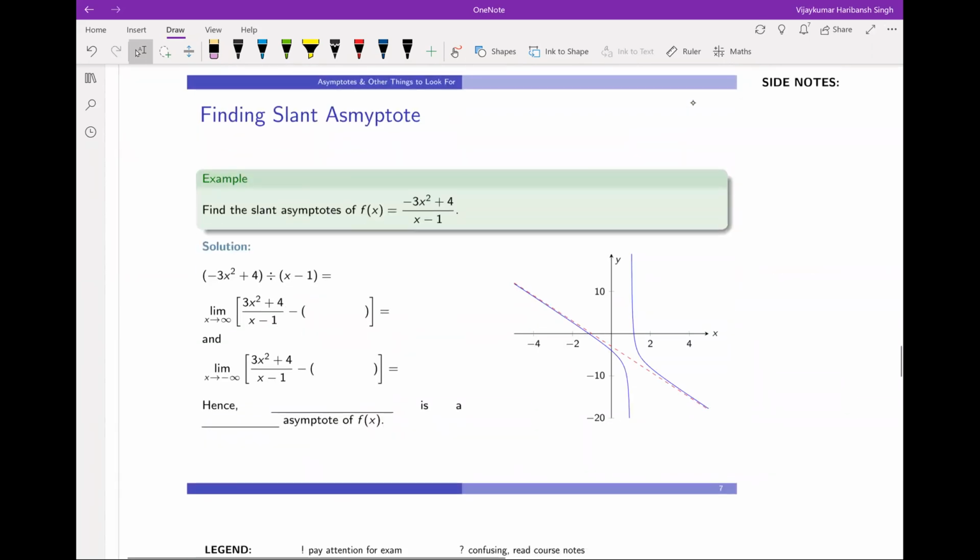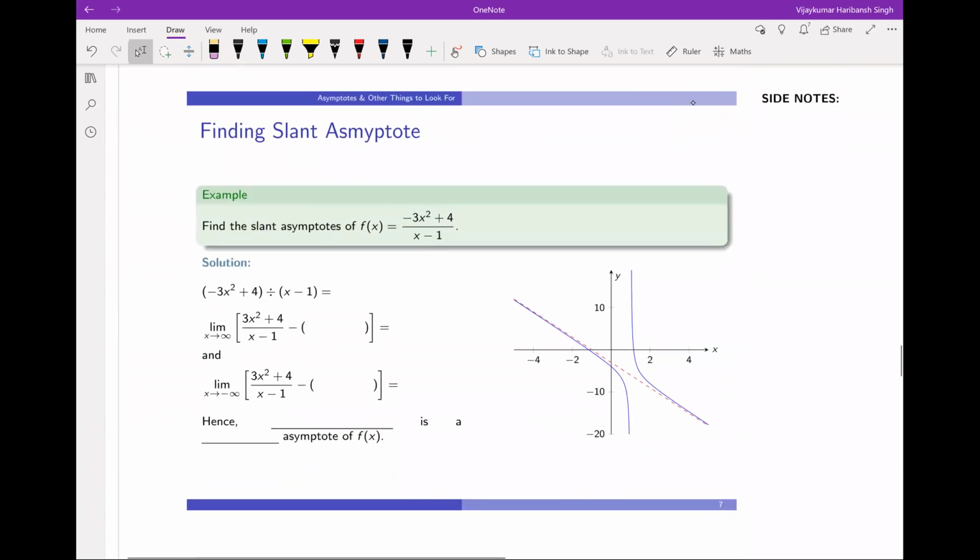Okay, right. Now, next step is about how to find the slant asymptotes. So let's say f of x is a function given here, and you want to find the slant asymptote. First of all, will the slant asymptote exist in this case? Generally, slant asymptotes exist if the degree of the numerator is the degree of the denominator plus 1.